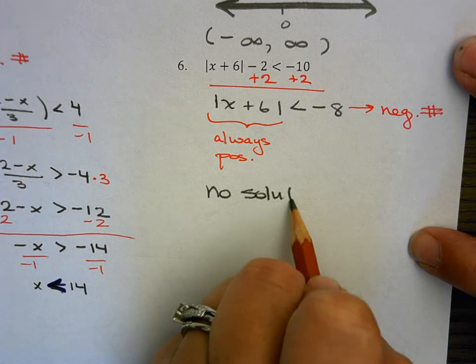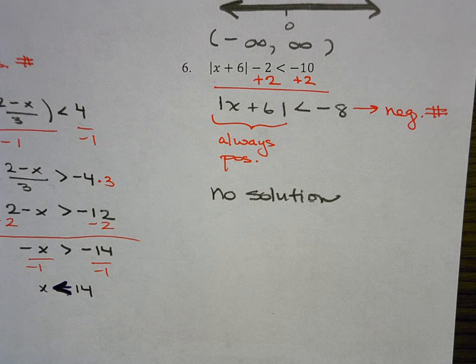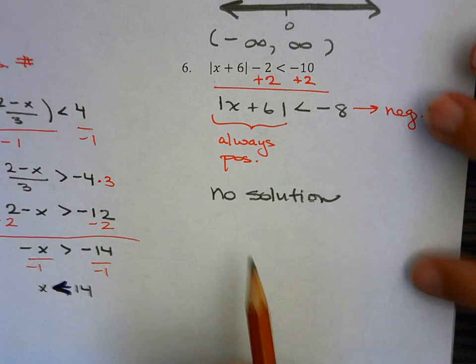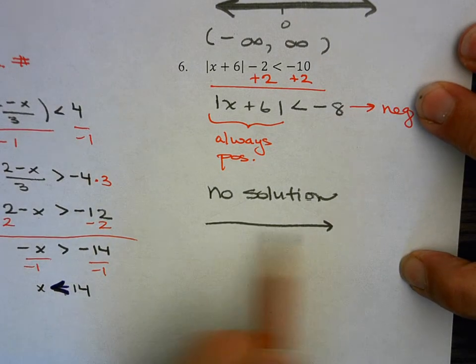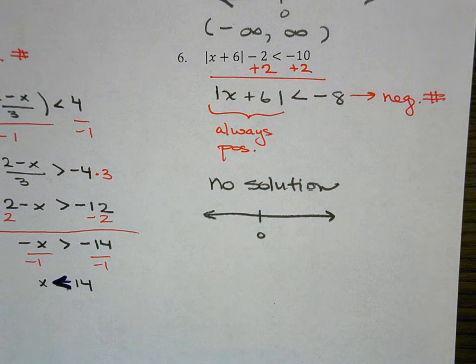And there's no way for us to write that in interval notation, so we can't. And then as far as graphing goes, if we felt like the need to graph on a number line, we would mark 0 and we would shade nothing because there is no solution. Okay? All right, and that's it for this lesson.